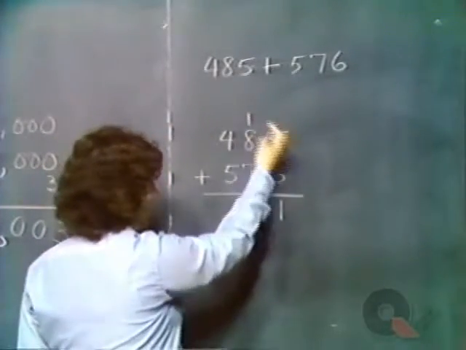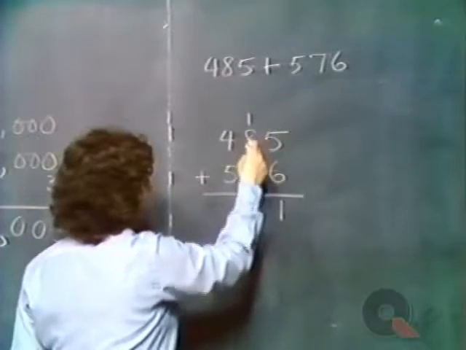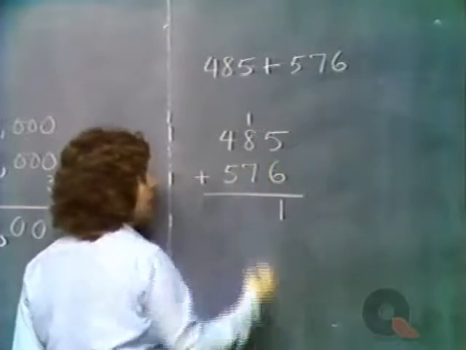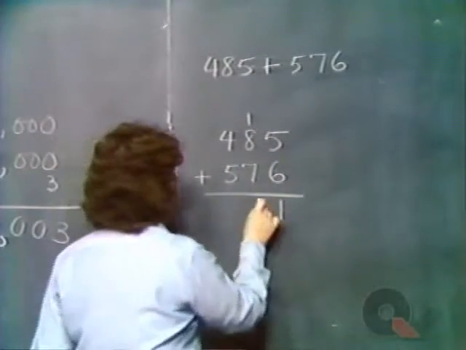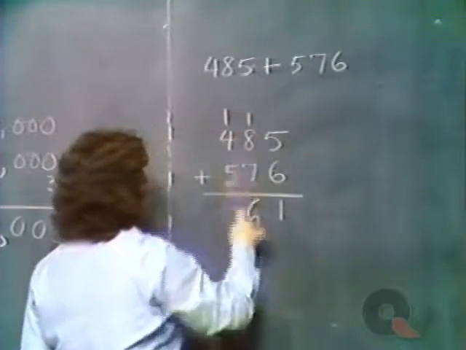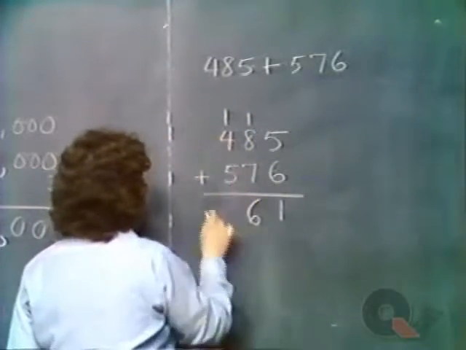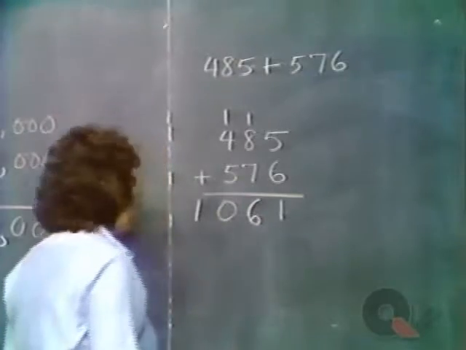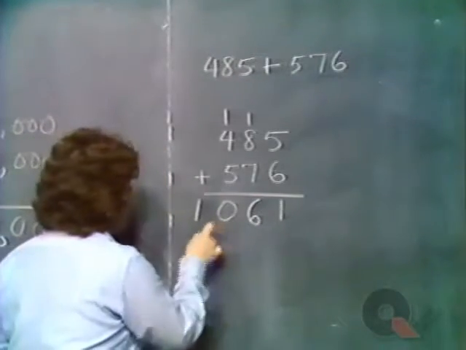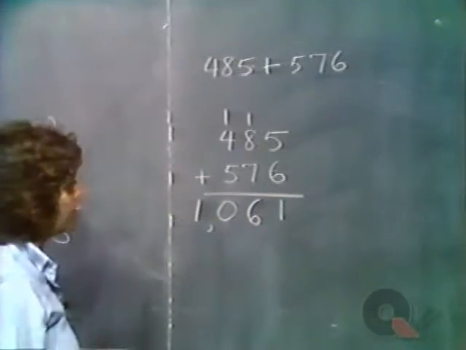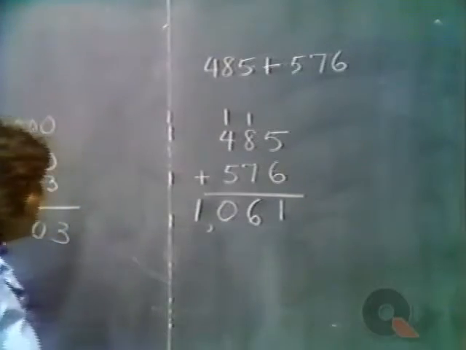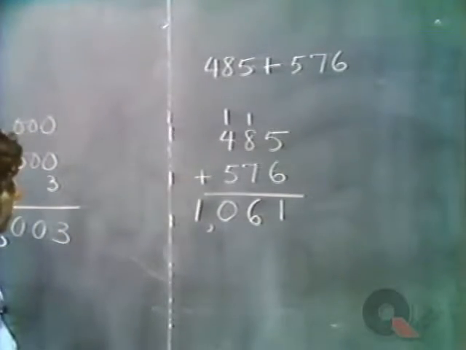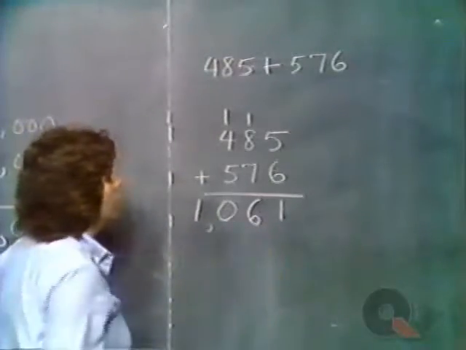Then we have in the tens place 1 plus 8 plus 7. 9 and 7, that's 16. Put down the 6, carry the 1. 1 plus 4, 5, and 5, 10. And we have an answer of 1,061. We now look for it in the multiple choice answers and select that. That reads 1061.